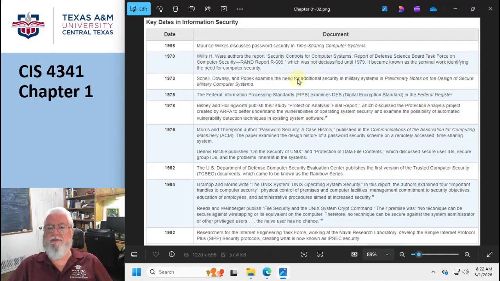Anyway, they talked about the design of secure military systems, and then the FIPS standard, and they came up with this digital encryption standard. They said, hey, we're going to use this for all our stuff. It didn't last that long because at the time it only had 56 bits in a key, and nowadays that's not near enough. And so it didn't last very long. Anyway, then protection analysis talks about protection, and then password security, a case history, et cetera, et cetera.